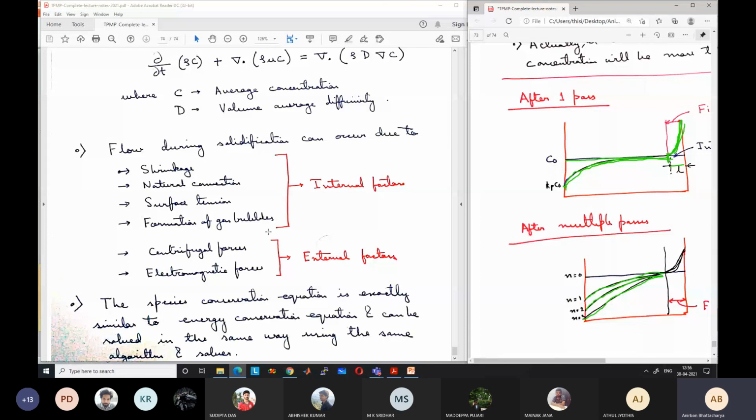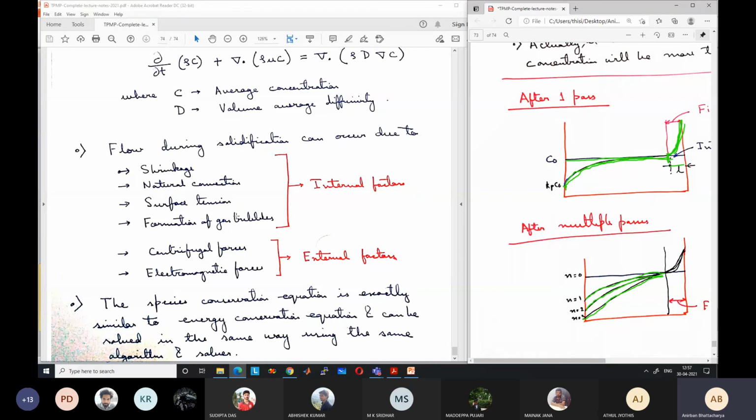Then because of the surface tension effect also, there can be flow at the surface of the liquid. This is seen in the case of welding or laser melting, because the surface tension changes with temperature gradient. Wherever there is a large temperature gradient, the surface tension will change, and that will result in flow in that direction. Sometimes there is formation of gas impurities or gas bubbles, which will also expand and result in flow. So all these are internal factors of flow.